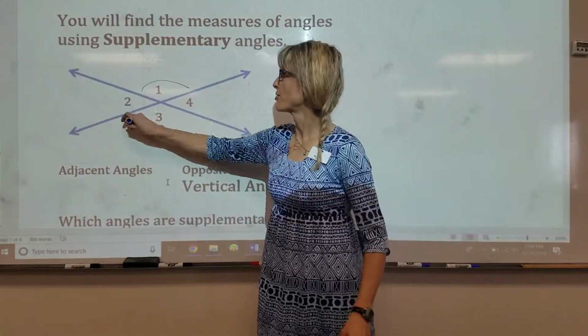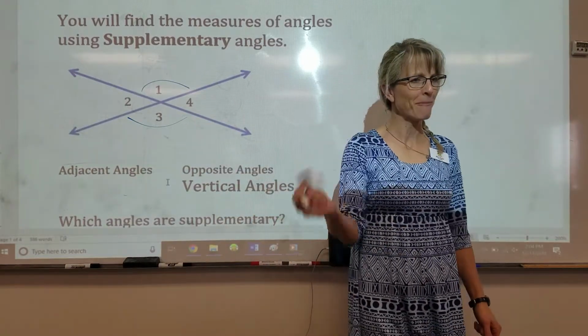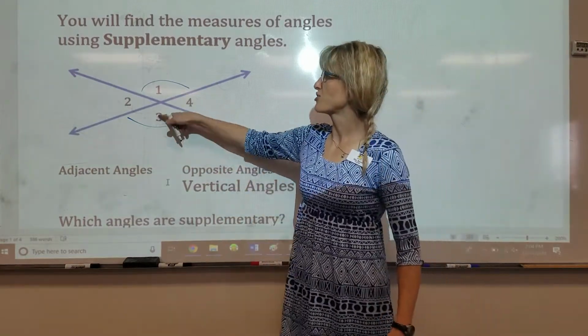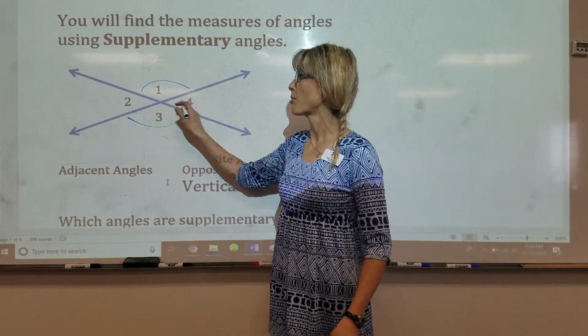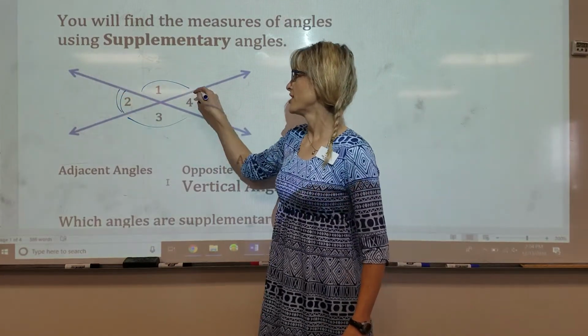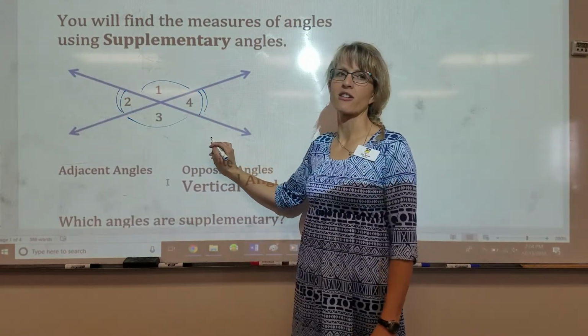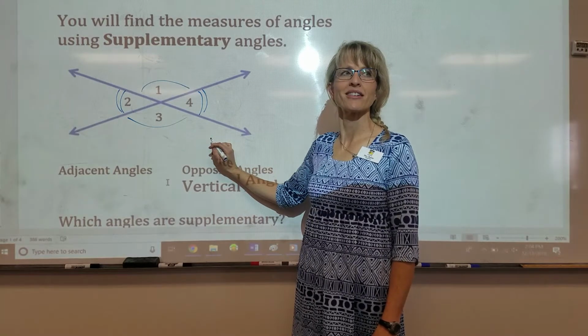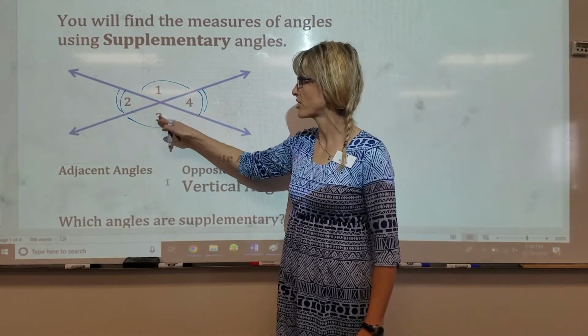So 1 and 3 are called vertical angles. Vertical angles, just remember because they're opposite, but also 4 and 2 are also vertical. The characteristic of vertical angles is that they're congruent. So 2 is congruent to 4, 1 is congruent to 3.